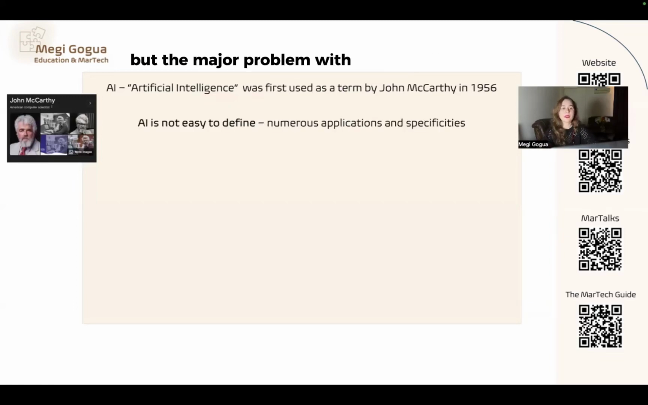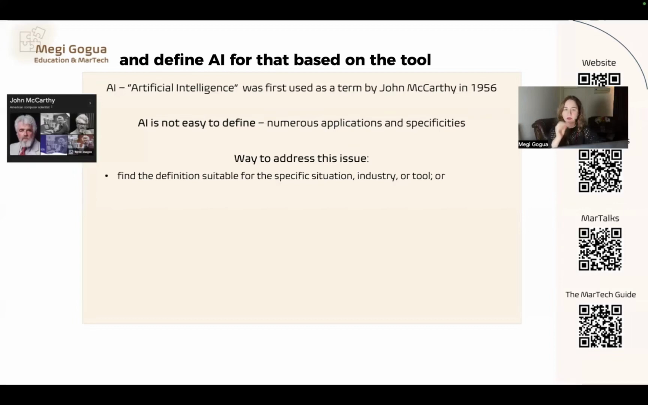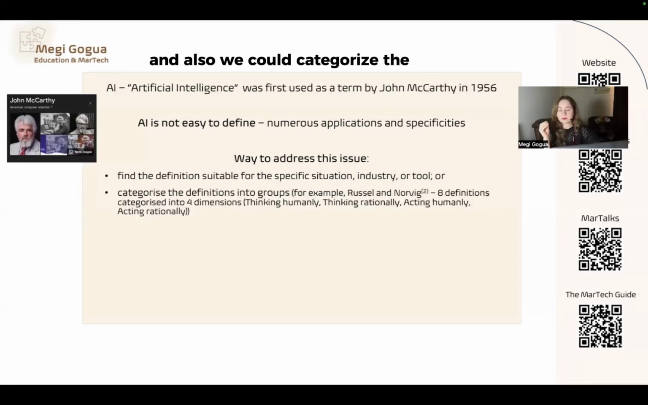But the major problem with artificial intelligence nowadays, after its rapid growth, is that we don't really know how to define it properly. And we have numerous applications and specificities. There are two ways to address this issue of ambiguous approaches to defining this term. First of all, we can untangle a particular situation, a particular tool, a particular industry, and define AI for that based on the tool that we use. And also we can categorize the definitions. It is much more of an academic approach, but nevertheless, it's also valid for any other types of work and operations, in that we can use different types of definitions of AI based on tools, applications, and how they behave.